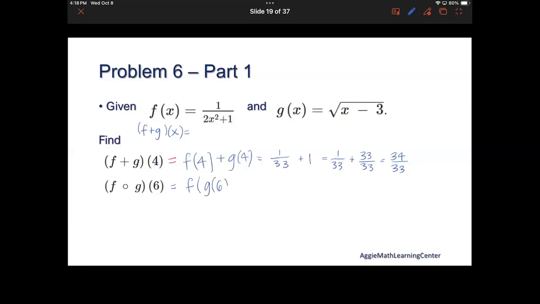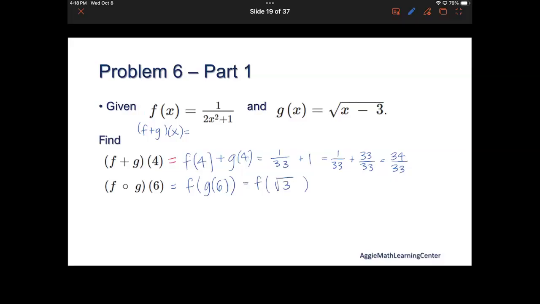So that means this: f of g of x, f composed with g at 6, means f of g of 6. And I put the spaces there to indicate parentheses. So let's do it. Anyone want to tell me what g of 6 is? Square root of 3. Yeah, because I plug in 6 as x, 6 minus 3 is 3. Perfect. So I've got that now.